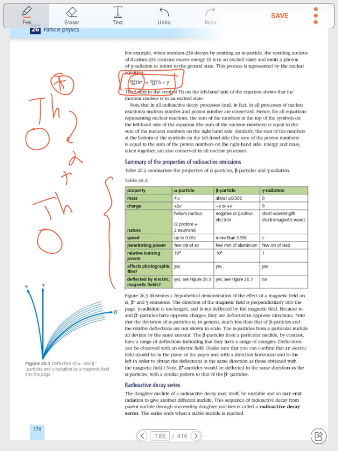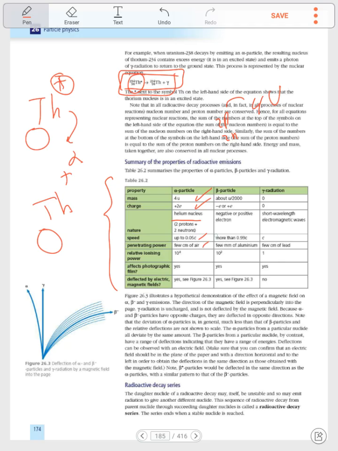Now, this table will give us knowledge about alpha, beta, and gamma. Alpha consists of 4 atomic mass units because we have 2 protons and 2 neutrons. The charge of alpha is positive 2 because it's not like helium. Helium has 2 electrons, but alpha lost these electrons. It's a helium nucleus with 2 protons and 2 neutrons. Its speed is about 0.05 of the speed of light.